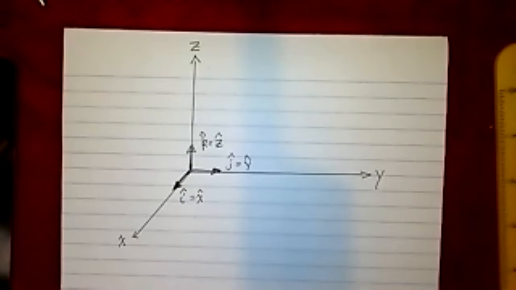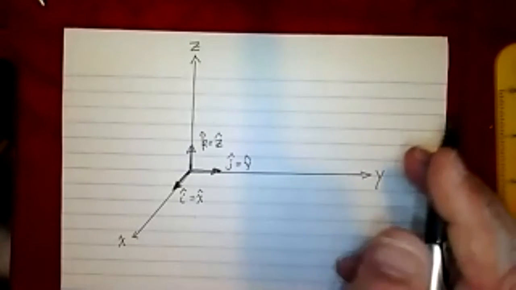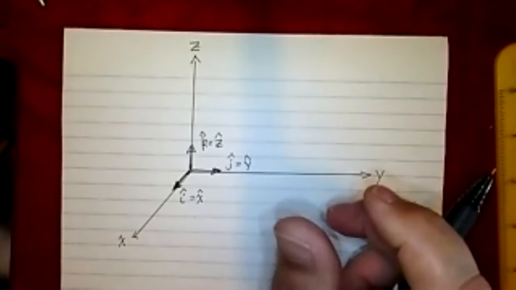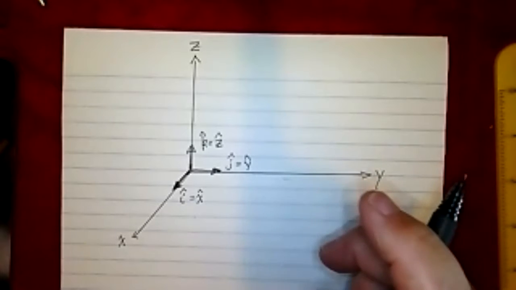They both follow the alphabet, though, so it should be pretty straightforward. Now, let's talk about coordinates, or excuse me, differential area elements.